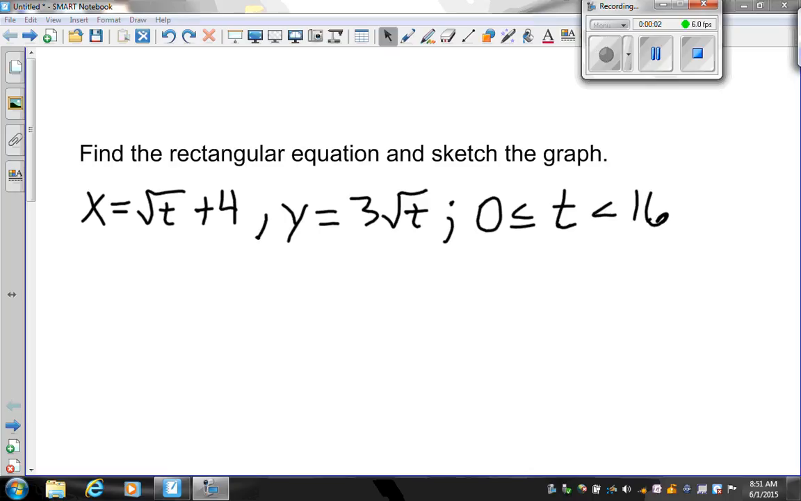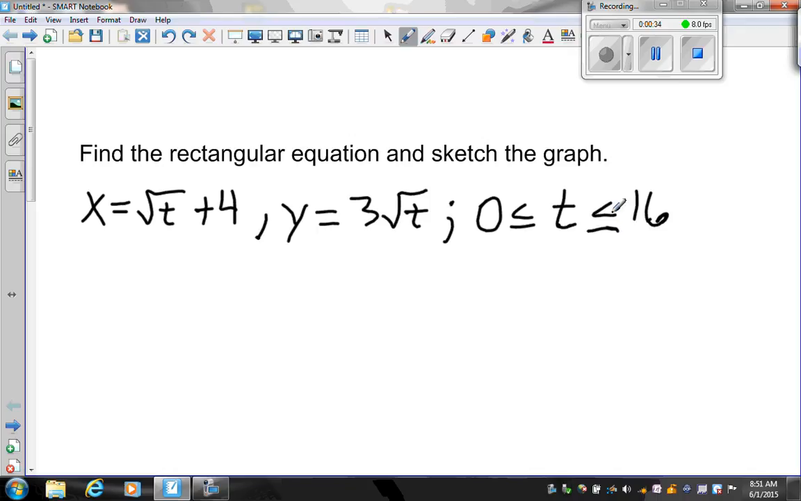When faced with a set of parametric equations, we oftentimes like to have a visual representation of those equations, and that means we'd like to have a graph. So for this problem, we're asked to find the rectangular equation and sketch the graph. Here we have x equals the square root of t plus 4, y equals 3 times the square root of t, and t runs between 0 and 16. It's supposed to be inclusive on both of those.